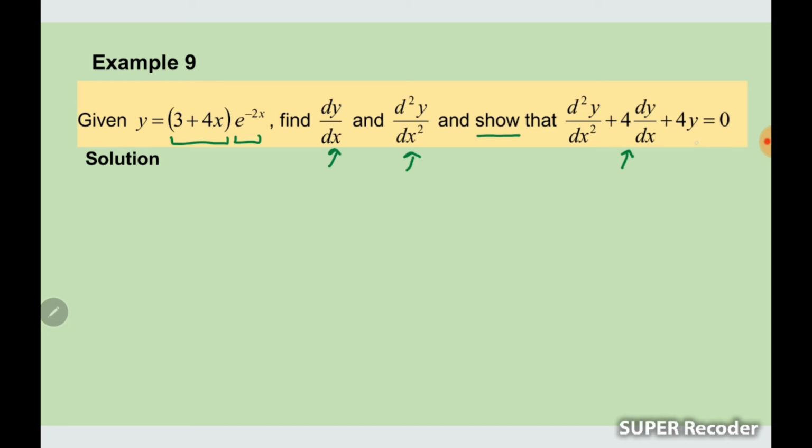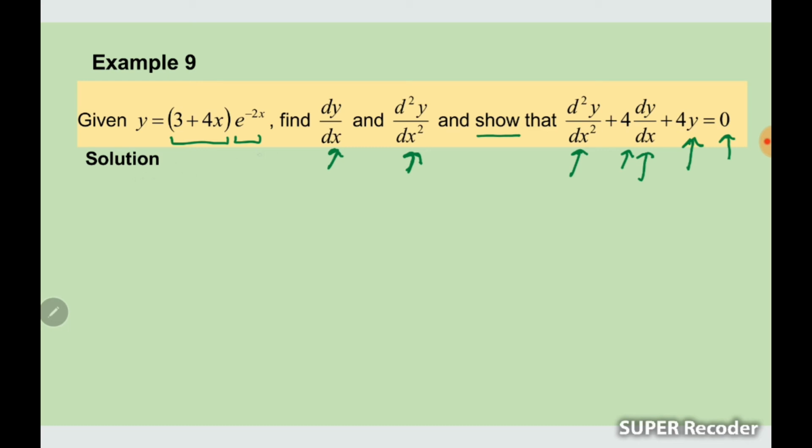So at the end, firstly you need to find out what is dy dx. Secondly, you have to find out d squared y dx squared. Then you have to substitute dy dx here, d squared y dx squared here, and you have to substitute y here, and you have to show that on your right side you will get 0. Okay, so we start now.